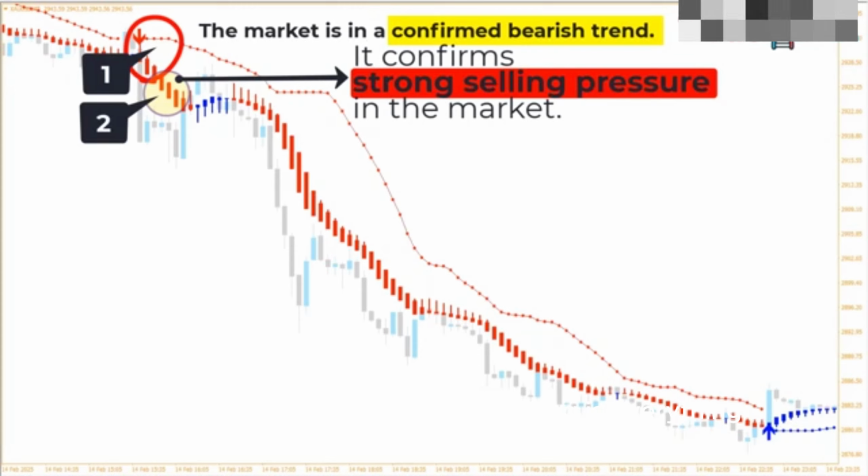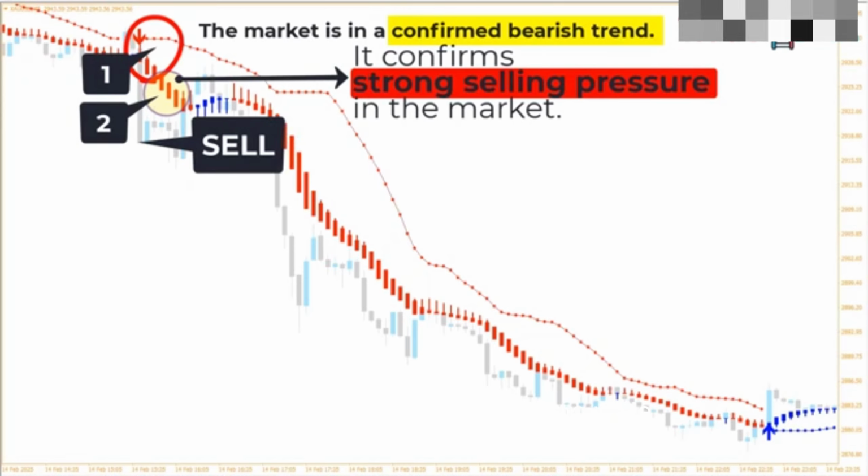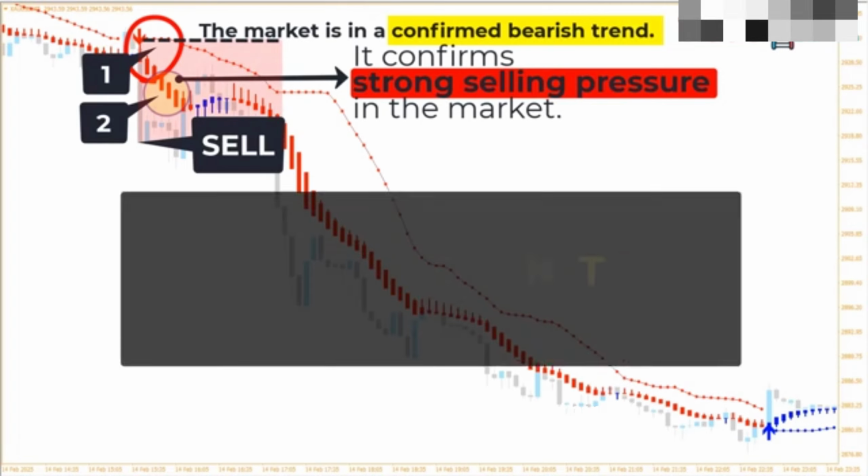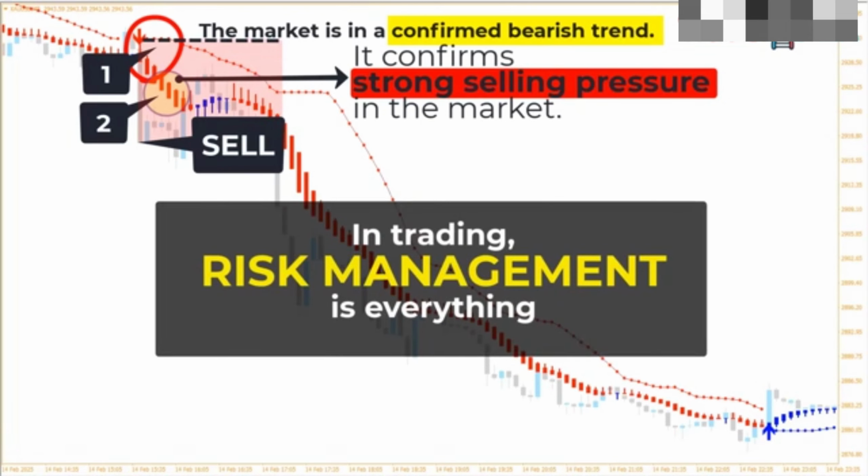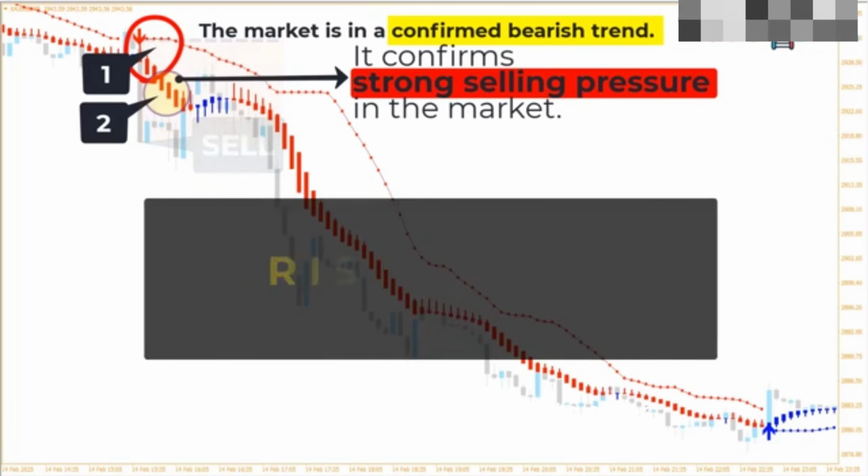Step 3. Mastering the sell entry timing is everything. Just because you see a strong bearish candle doesn't mean it's time to hit sell. Not yet. If you enter now, your stop loss zone will be too wide, which means your risk to reward ratio won't be in your favor. In trading, risk management is everything. So when is the perfect time to enter?